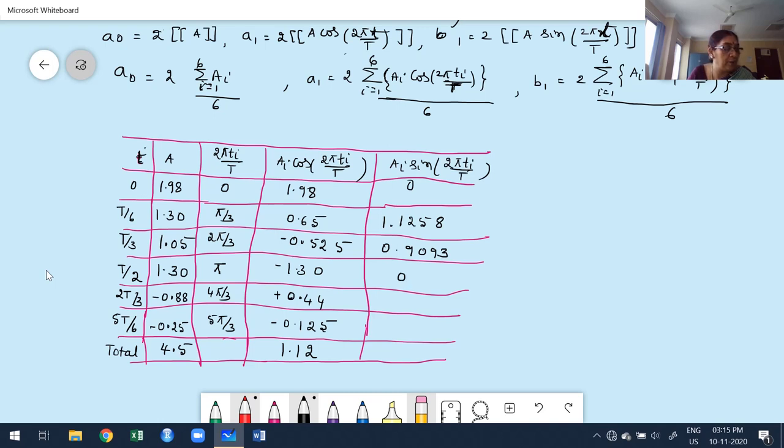Sine of 4 pi by 3 into minus 0.88 gives 0.7621. What's next is sine of 5 pi by 3 into minus 0.25. What we get actually is 0.2165. Take this total. The total we get is 3.0137. Yeah. And next, you calculate the corresponding values.